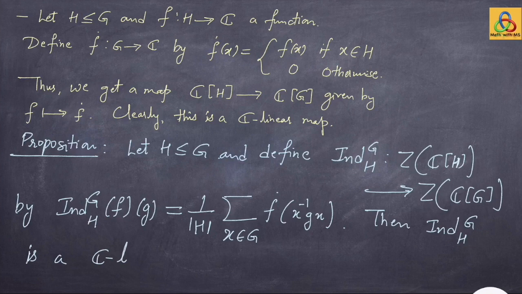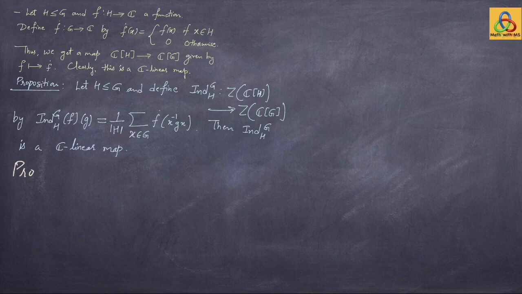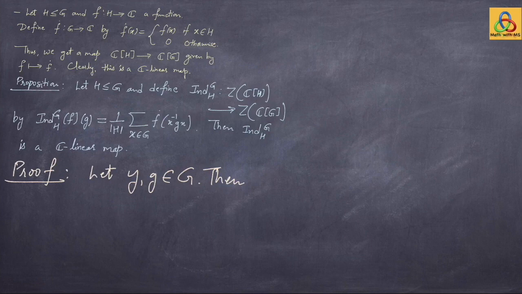Okay, so let's prove it. So the first thing we should check is that the function makes sense, that is, induction of any function F is an element of the center of the group algebra of the group G. That is, I have to show that induction of F is a class function on G. Let us say y and g be two elements of the group G. Then consider the following: induction of F from H to G applied on this conjugate of g, y inverse g y. And what is this? I just write down the formula.